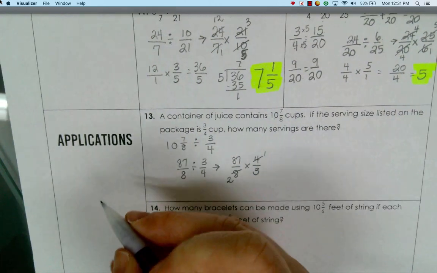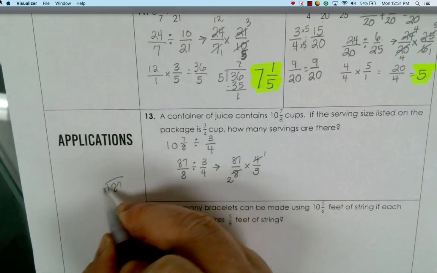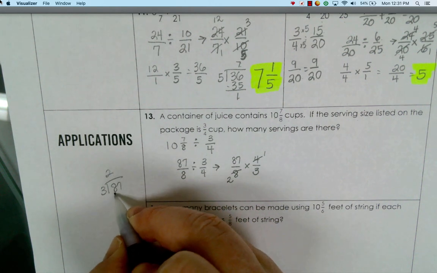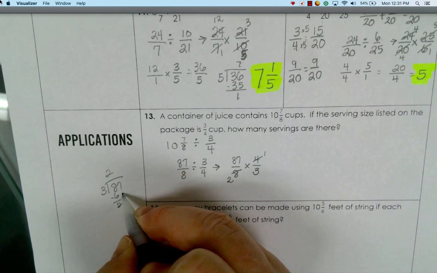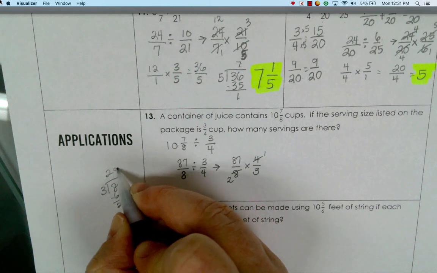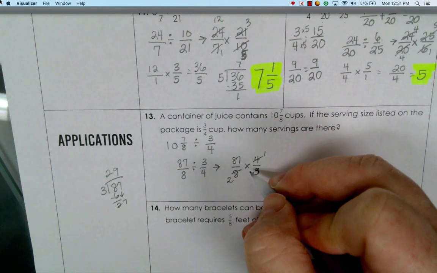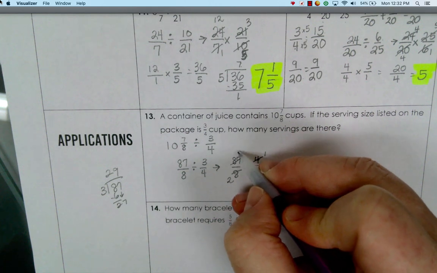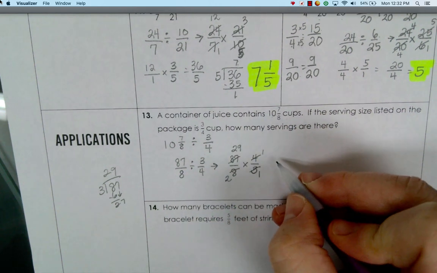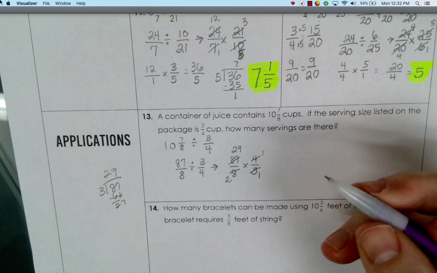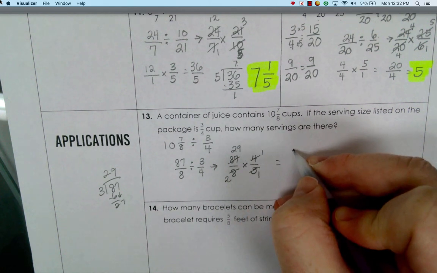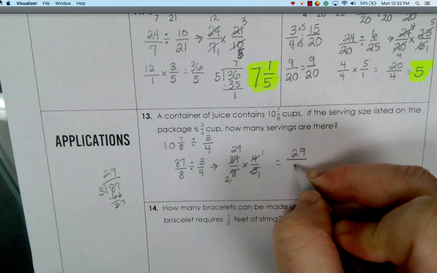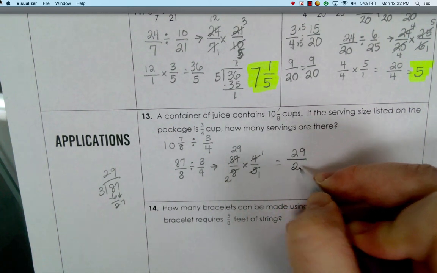You know what? I'm going to come over here and see. Does 3 go into 87? Oh, it does. Yay. So 3 divided by 3 is 1. 87 divided by 3 is 29. Guys, always try it, because if you don't, it's going to be ugly when you're dividing. So 29 divided by 2.